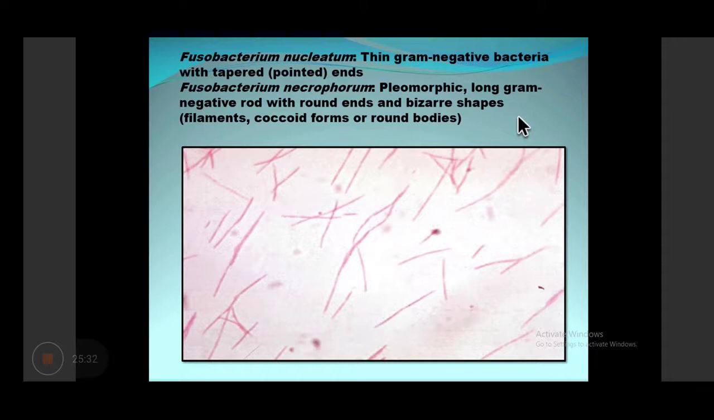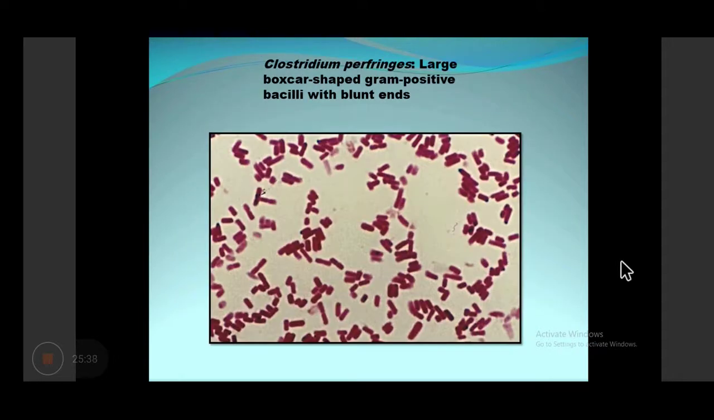What is this bacteria? This is written over there. Clostridium. It is not Clostridium perfringens, just say Clostridium. So GLC is a gas liquid chromatographic assay.